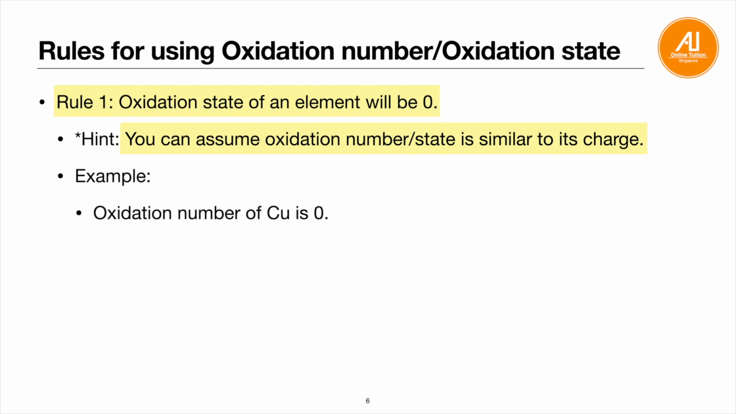Example: copper, the copper element. Is there any charge here? There's nothing, so it's 0. So the oxidation number of copper element is 0. Next one, Cl2. Is there any charge here? There's no charge, right?